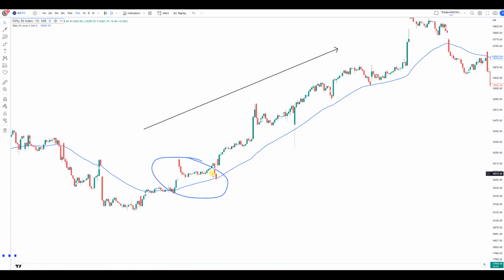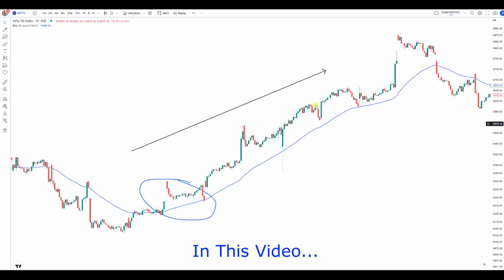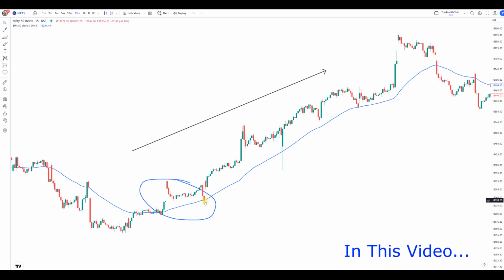Like price took support. Price is at 18,200. From here, price moved up. So when you see this red candle, it took support exactly at the 50 EMA.